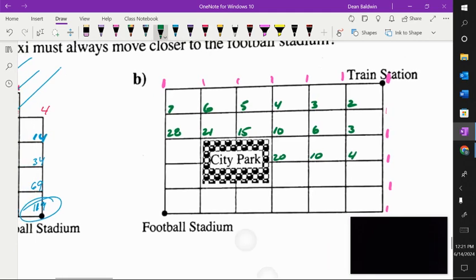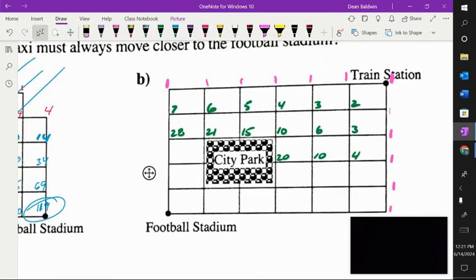What is this number here? 21. It says 21 because you look, we're always adding up and right. So here up is 21. There's nothing there. You can't come through the park. So this is going to be 21. The next one's going to be 49.